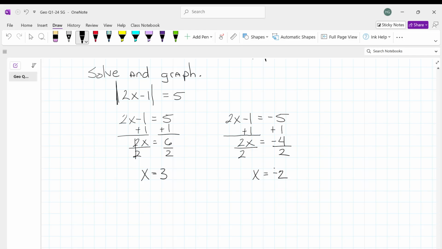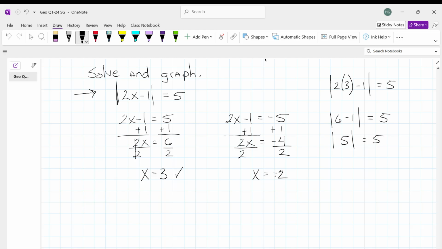Now, these are the two values that will make this absolute value equation true. Because if we substitute them, absolute value of 2 times 3 minus 1, is that equal to 5? Well, we get the absolute value of 6 minus 1. Does that equal 5? It does, because the absolute value of 5 is equal to 5. So this answer works.